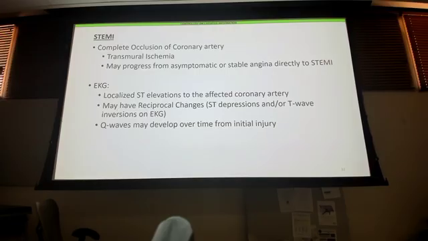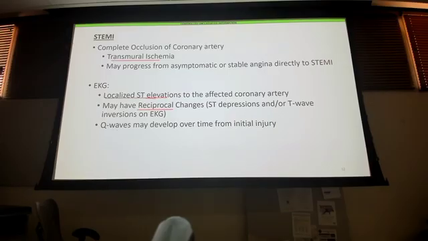And then with the true STEMI, you're getting that transmural ischemia, so the full thickness of the muscle wall is impacted by that. You get those localized ST elevations. Compare that to our pericarditis where we get that diffuse ST elevations, right? You may have reciprocal changes, which I know you talked about in EKG class. And then you may get those Q waves hours after the initial injury, okay?